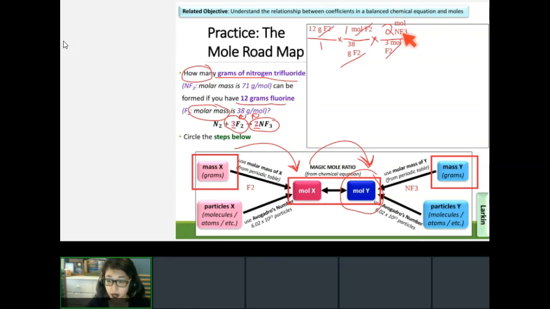Is that what I'm solving for? Yes or no? It says how many what? Moles of nitrogen trifluoride. No, we are solving for grams, so we need to keep on going. All right, I want to get rid of moles of nitrogen trifluoride. Where does it go in the next step?